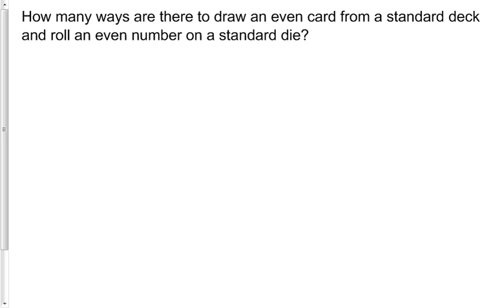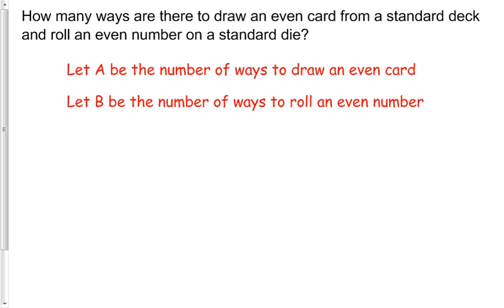And so we're trying to do both of those at the same time. I want to roll the die and pull a card and determine, not the probability, but the number of ways that we can do those. So we're going to let A be the number of ways to draw an even card and let B be the number of ways to roll an even number.